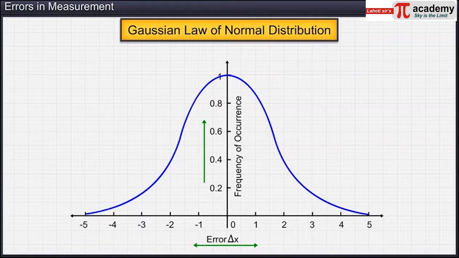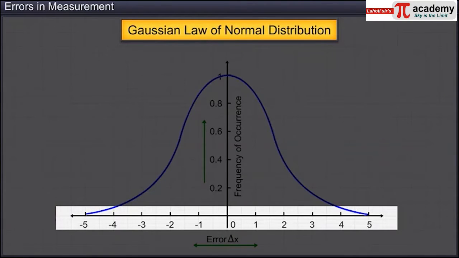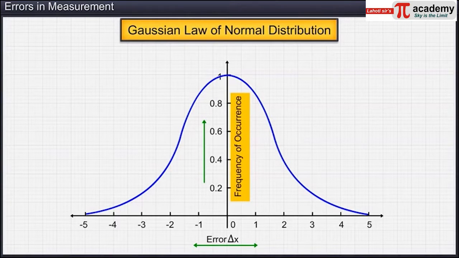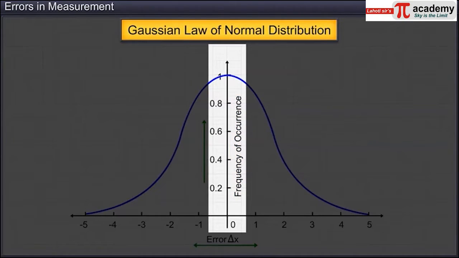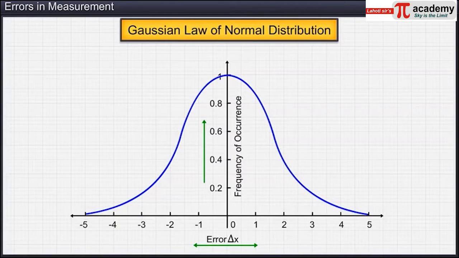In a normal distribution, the measured values of a quantity denoted by delta x lie on the x-axis, and the frequency of occurrence of the measured values are plotted on the y-axis. The Gaussian law of normal distribution indicates that the probability of an error, delta x, for a particular measurement is same on both the sides of the axis. In the graph, you will observe that errors of small magnitudes are more common than errors of large magnitudes. The peak on the y-axis is known as the mean of normal distribution, which can be taken as an estimate of the true value of the measured quantity.